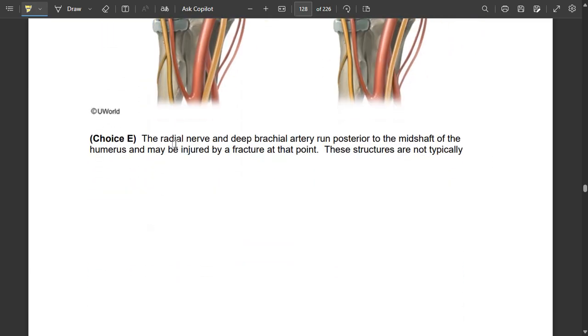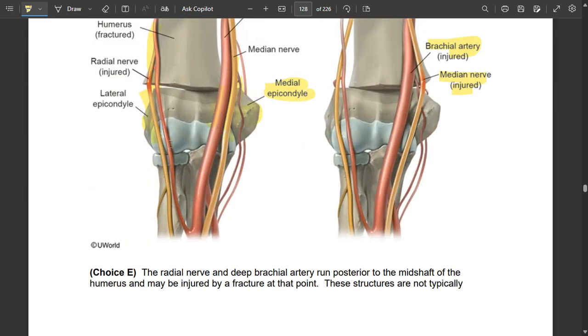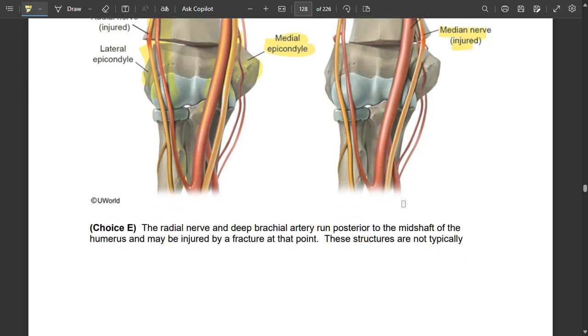Okay. The radial nerve and deep brachial artery. This is the brachial artery, and this is the deep brachial part. From the brachial artery, the deep brachial artery arises, which runs laterally, and therefore the deep brachial artery can be injured in anterolateral displacement of the humerus. The radial nerve and deep brachial artery run posterior to the mid shaft of the humerus and may be injured at a fracture at that point.